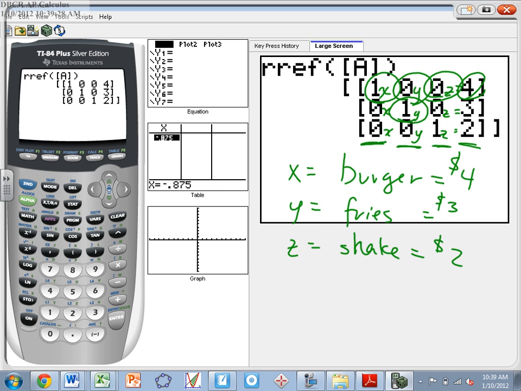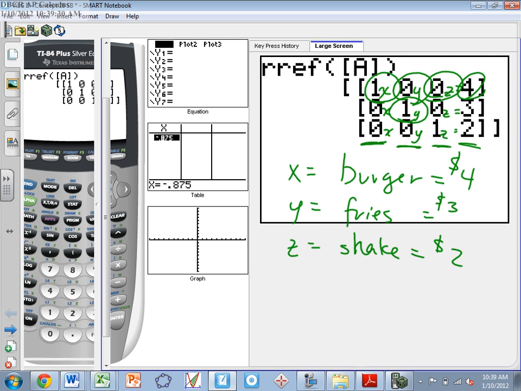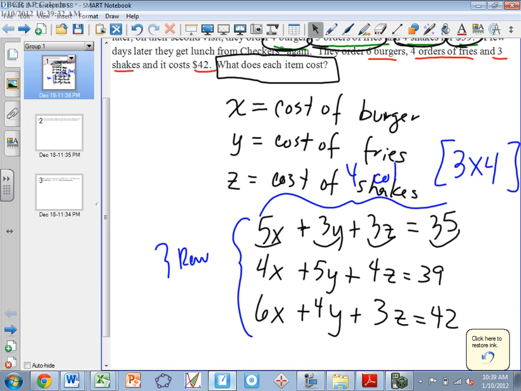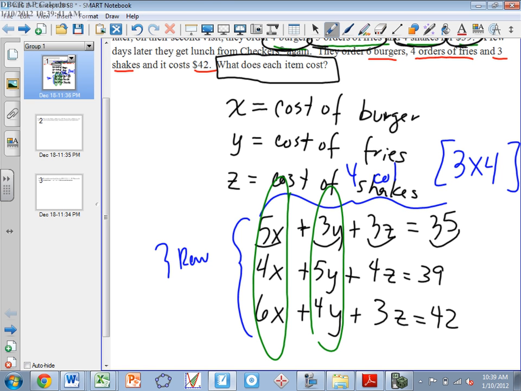Now, it is important that if you look back here, look at all my variables. Aren't they all in order? X's are here. There's my X's. There's my Y's. There's my Z's. These are, what do we call these? Anybody remember the word for that? What do we call these? They are the cost, sure, but mathematically, when a number is by itself, what's the term for it? What do we call it? Constant. Very good.